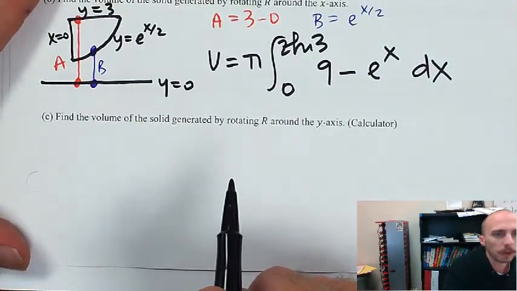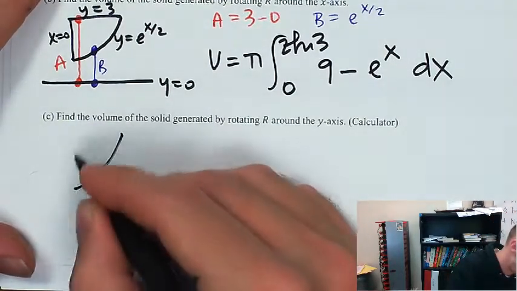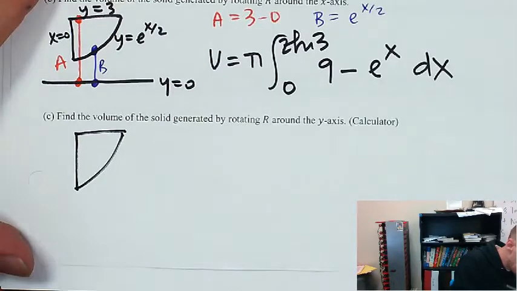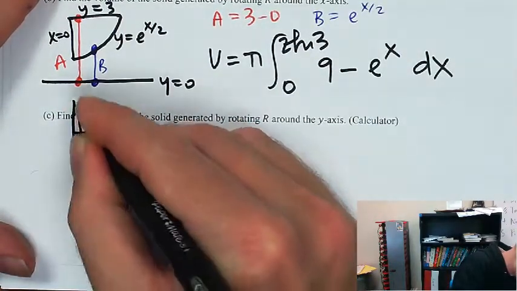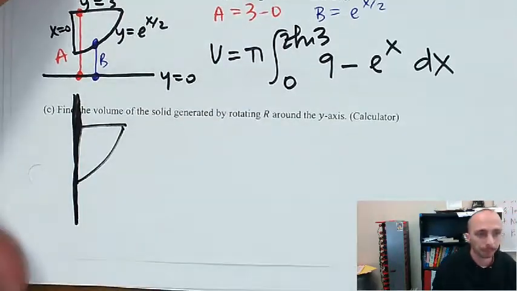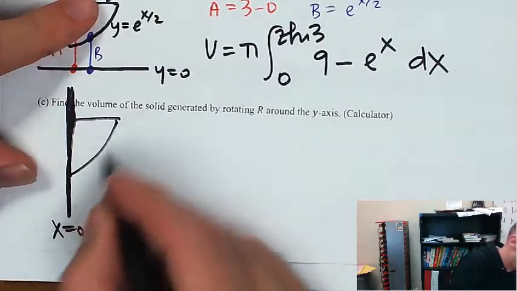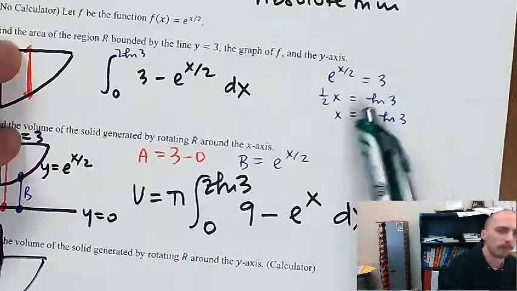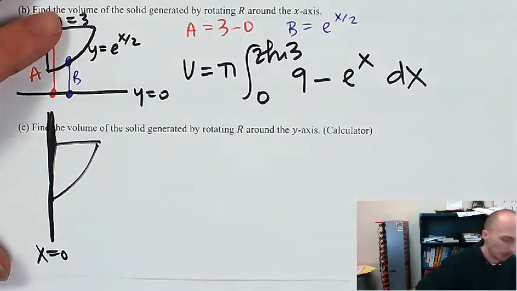All right, then find the volume of the solid generated by rotating r around the y-axis. That's going to require a calculator because of the natural log. Okay, and then that's the y-axis right here. Anyway, that's going to be x equals 0. So I'm going to need x equals right here. And we kind of already back solved that once, so it's gonna go very similarly.